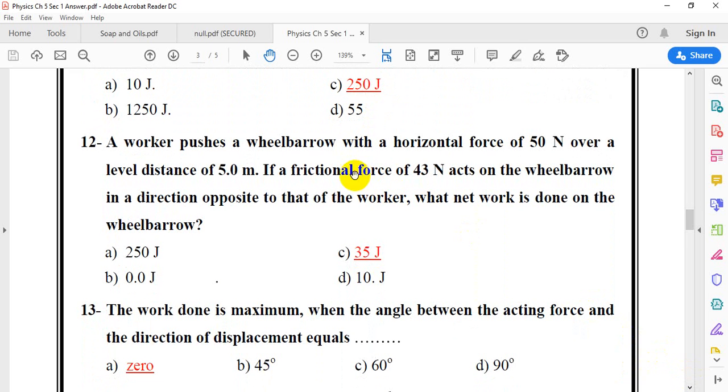A worker pushes a wheelbarrow with a horizontal force of 50 Newton over a level distance of 5 meters. A frictional force equal to 43 acts on the wheelbarrow in a direction opposite to that of the worker. What net work is done on the wheelbarrow? We know that we have two forces, 50 in the forward direction and 43 in the backward direction. So the net force equals 50 minus 43 equals 7. 7 multiplied by the displacement, which is 5, equals 35 joules.